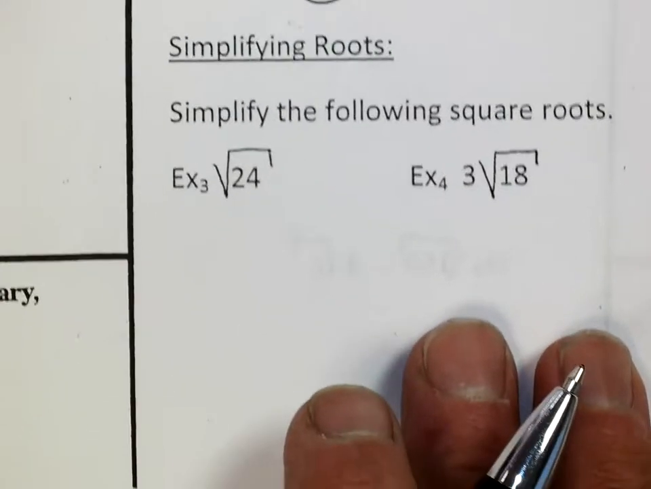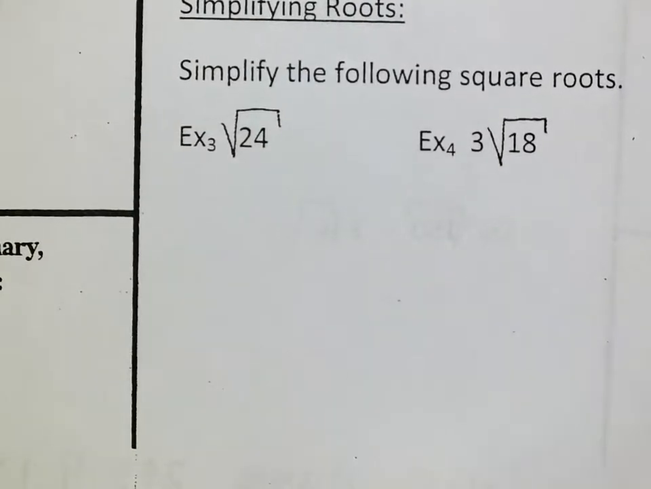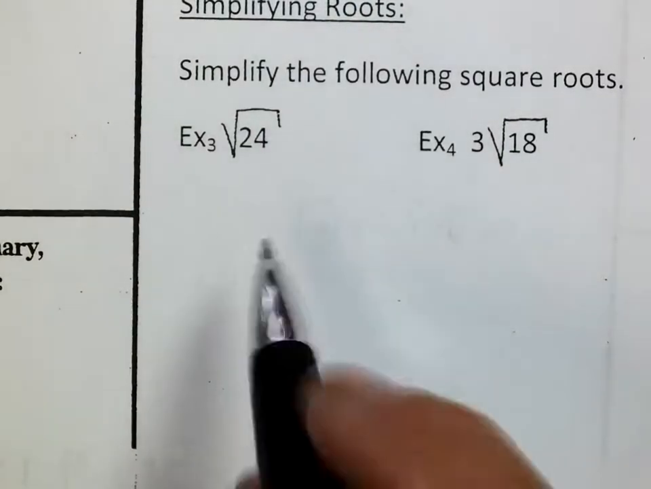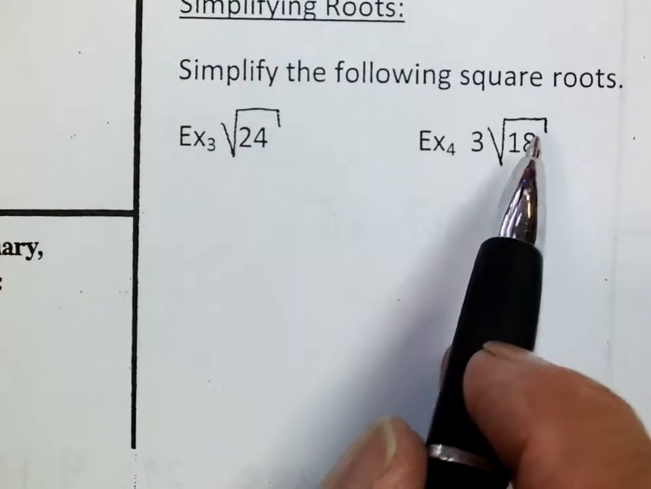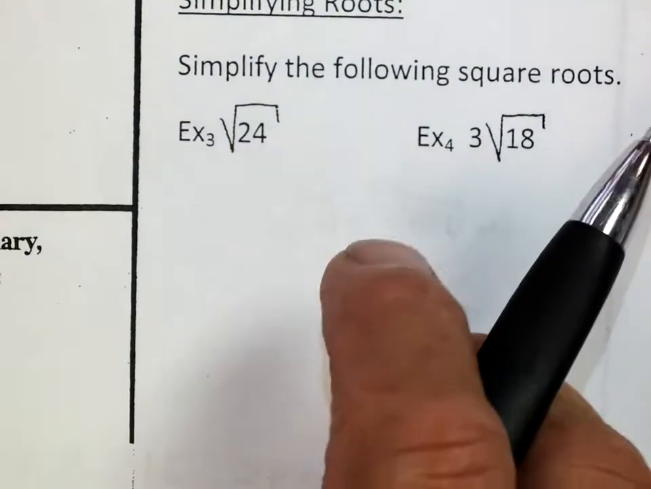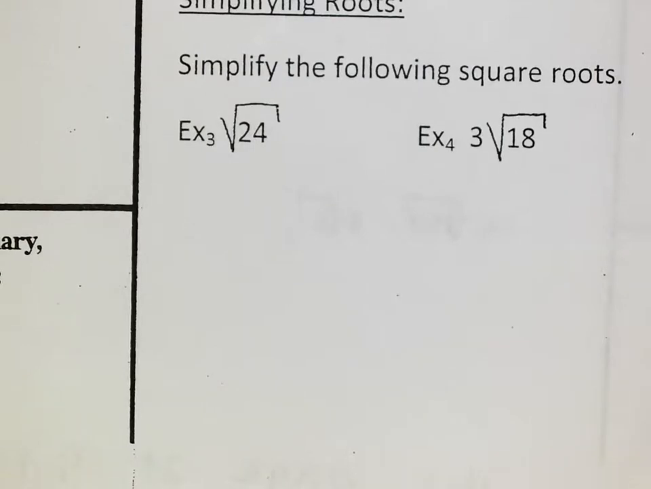Okay, here comes the part that you will use for real. This stuff you're going to use in other math classes. So, simplify the square roots. What we need to do is find two numbers, and one of the numbers we want to find has to be one of these perfect squares. So find two numbers.